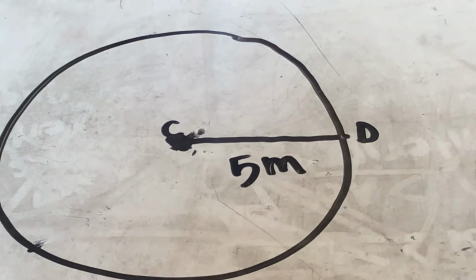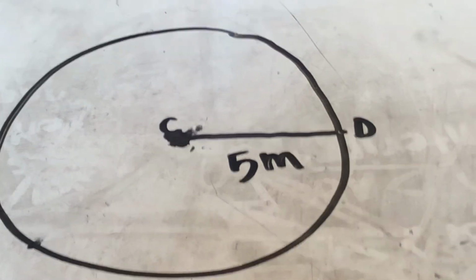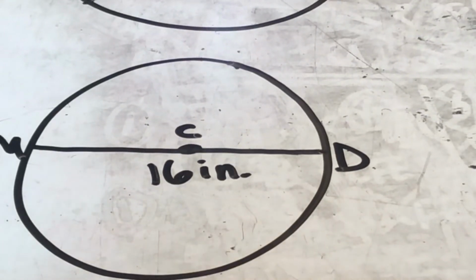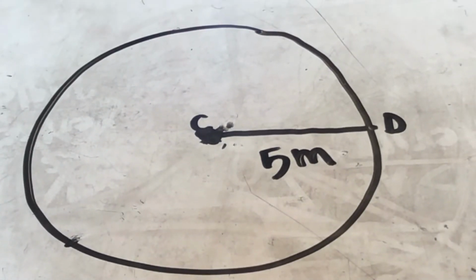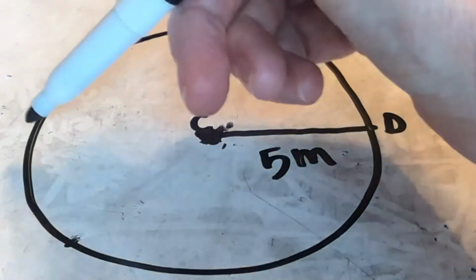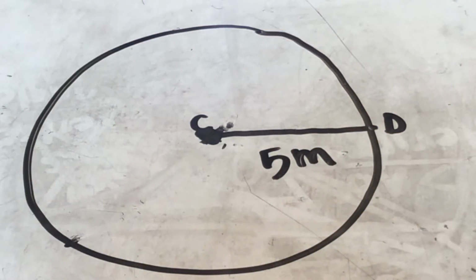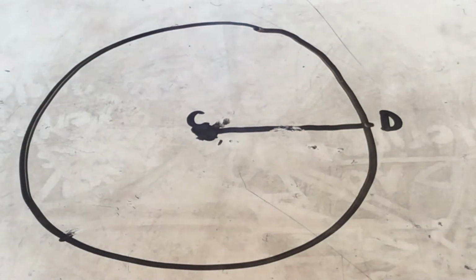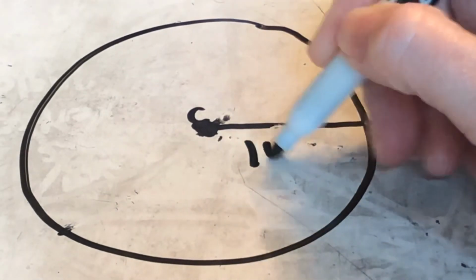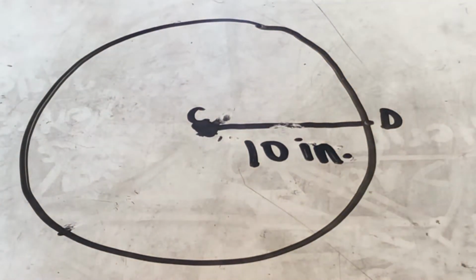So what would I need to do to figure out the diameter? Down here, when I wanted to know what it was, I had the diameter and I had to divide by 2. Up here, I have the radius. What do you think I need to do? I need to multiply by 2. So if I know up here that this radius is 5 meters, then I would know this entire diameter is 10 meters because the radius is half the diameter. If this radius up here was 10 inches, what would my diameter be? 20 inches. We'd have to multiply it by 2.